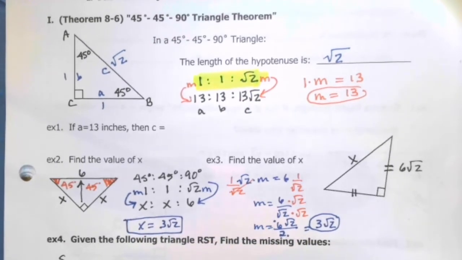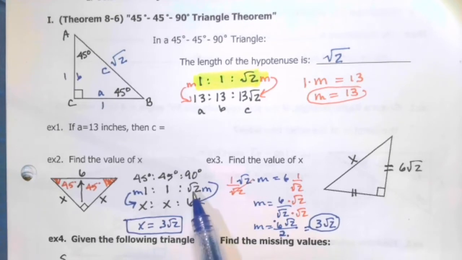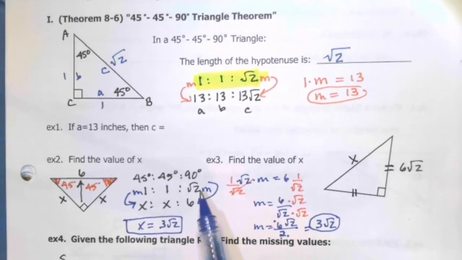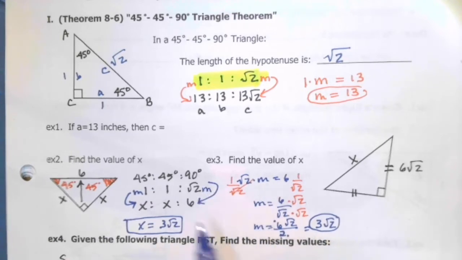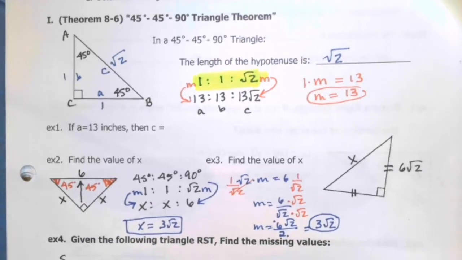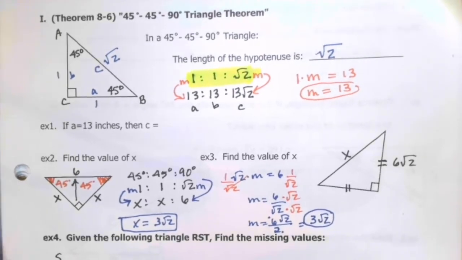So again, to recap, we used the two side lengths that we had, one from the theorem and one from the picture. We used that matching pair to get the magic multiplier. We used that to find x. All right, let's do example 3.